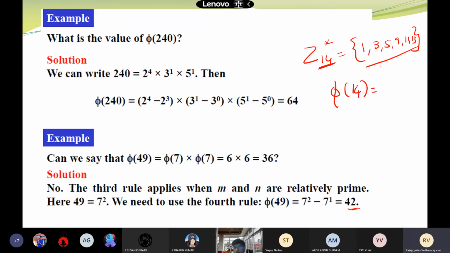It's 7 into 2, and 7 into 6 into... Very good. So that will become phi of 7 into phi of 2, which will be what? 6 into 1, right? So you have the answer as 6. I hope you understood this.